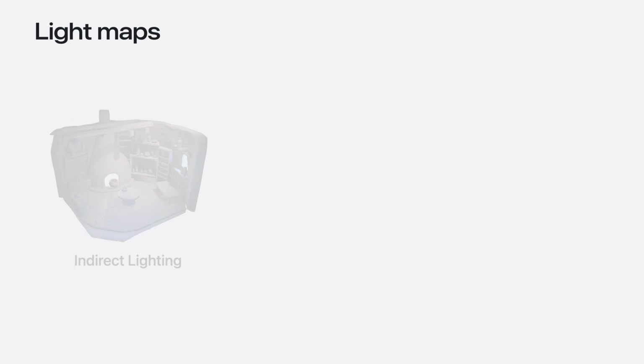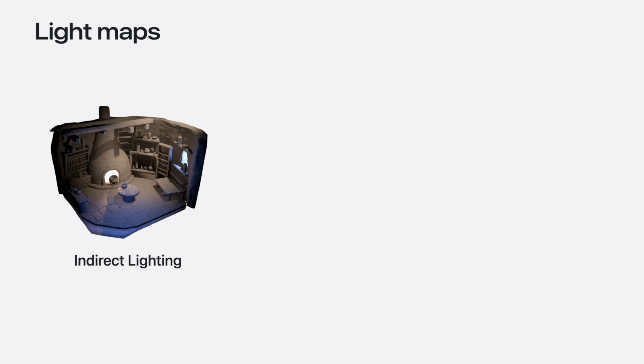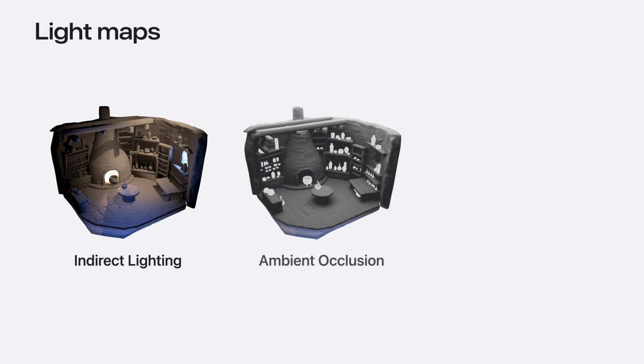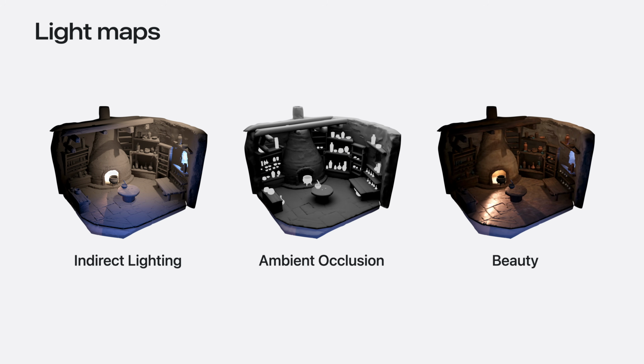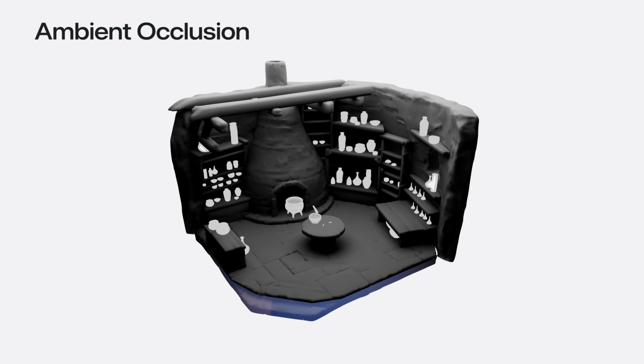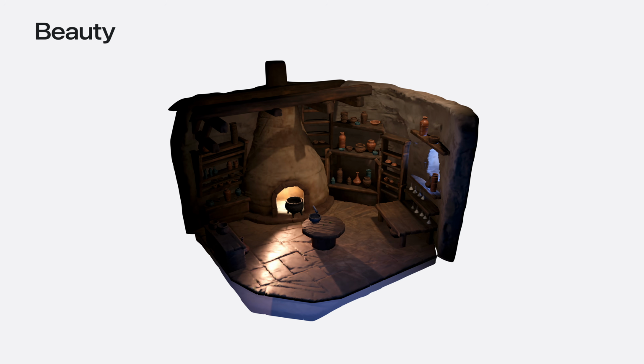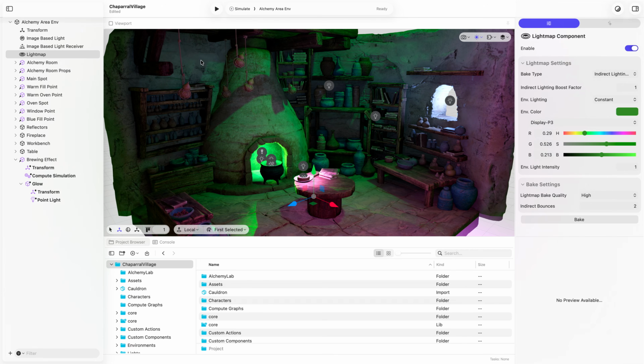While my lights are getting baked, let me go through the different lighting terms that the light map component supports. In addition to the indirect lighting, Reality Composer Pro can also generate ambient occlusion and beauty light maps. Ambient occlusion represents the visibility of each point in a scene to its surroundings, and beauty represents the final color of each point in a scene, taking into account both indirect and direct lighting. Let me go check on my light maps. And it's done. My light maps are completely baked and my scene looks beautiful.